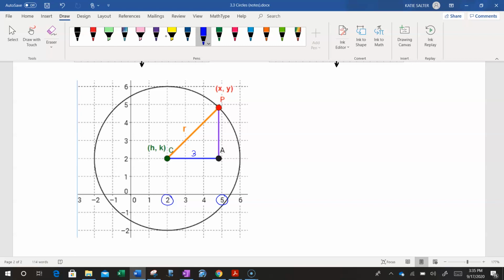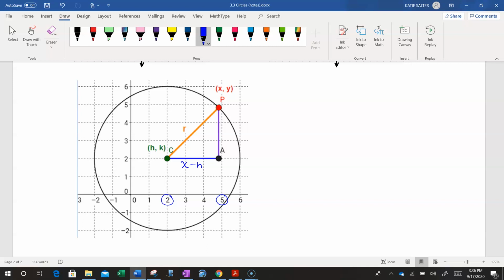But let's say we didn't know that, and it could be any number. If I wanted to find that distance, I would take the 5 and subtract 2. 5 minus 2 gives us 3. So since we don't know what those numbers are, to represent this horizontal distance, that would be x minus h. Remember, the x value on the circle minus the x value of the center.